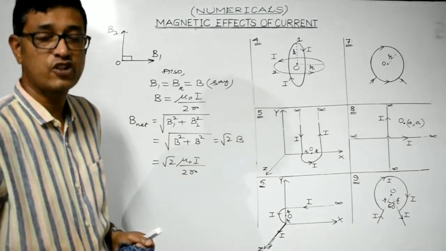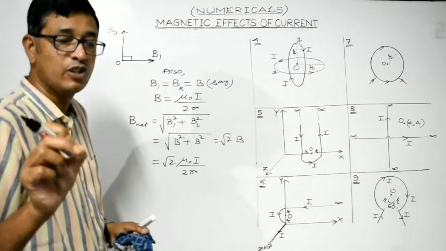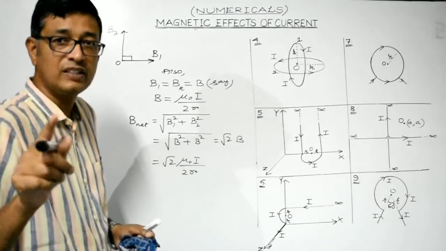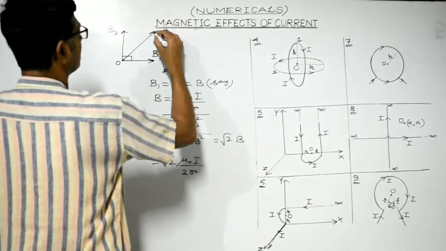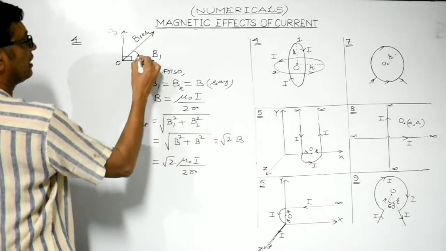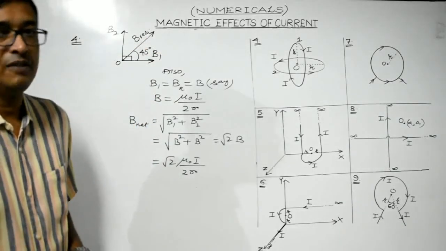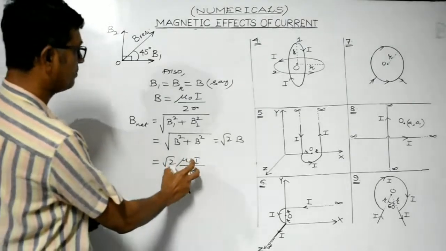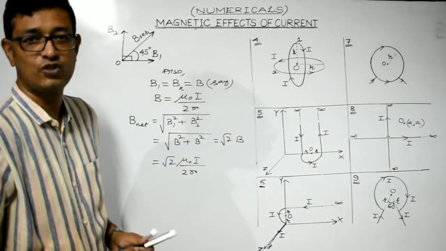Now what about the direction? Students, if the 2 vectors are equal in magnitude, then the resultant always bisects the angle between them. So this is the resultant, this is the resultant magnetic field. So it will be making an angle of 45 degree with either of B1 and B2. Right? So this is the magnitude and this represents the direction. Clear, students?